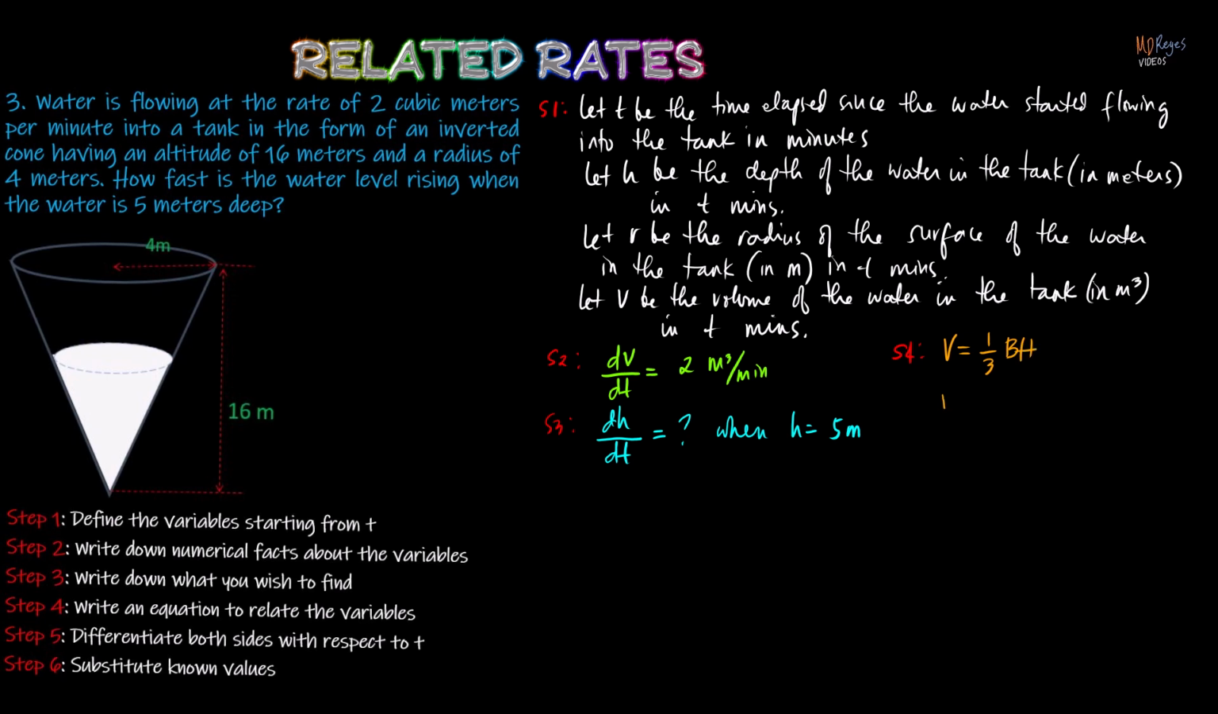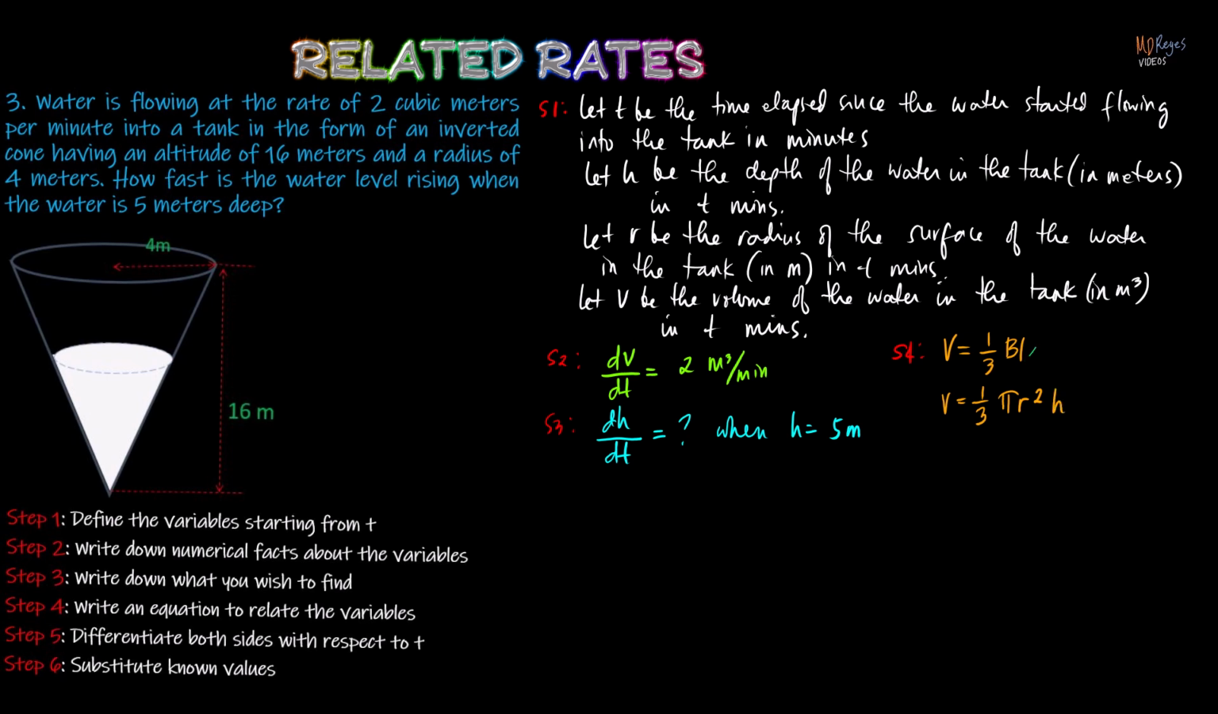So V is equal to 1/3. Now the base is circular, so the area of the base can be found by using the formula pi r squared, times the altitude H.